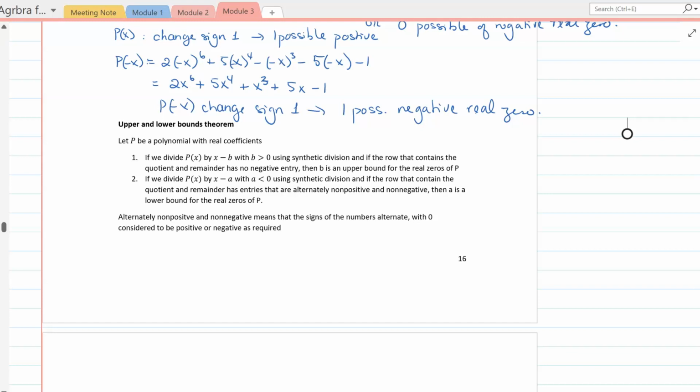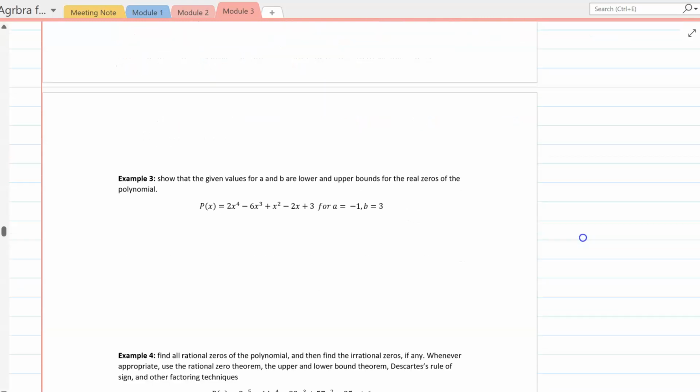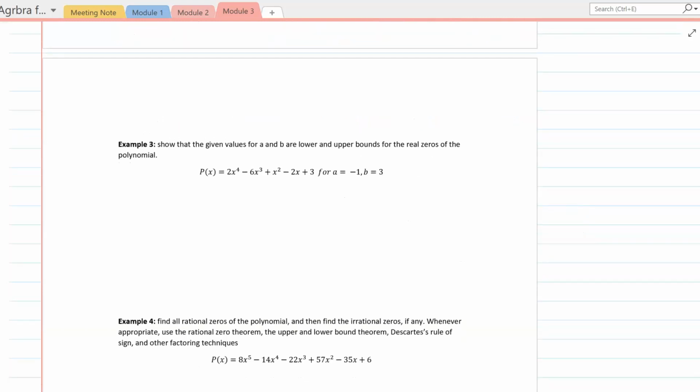If we divide P of x by x minus a with a less than 0 using synthetic division, and if the row that contains the quotient and remainder has entries that alternate, non-positive and non-negative, then a is a lower bound for the real zeros of P. Alternating non-positive and non-negative means that the signs of the numbers alternate, with 0 considered to be positive or negative as required.